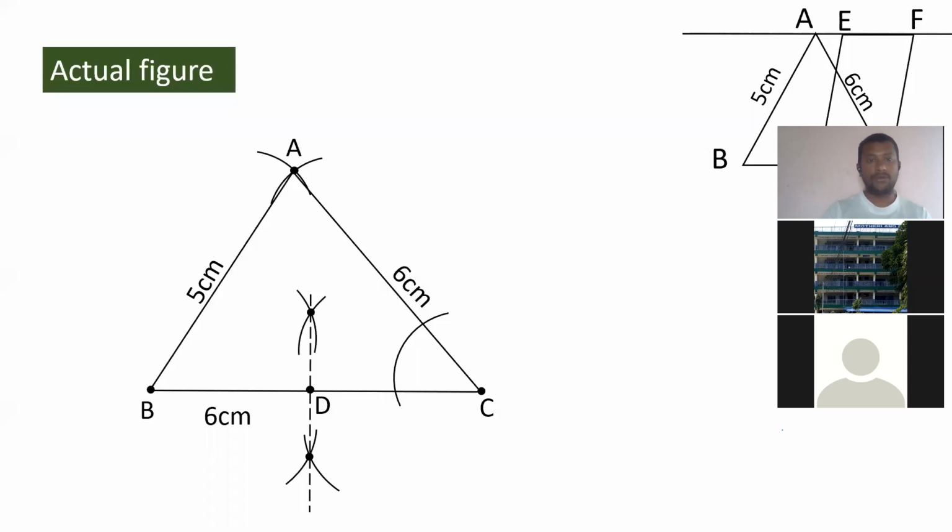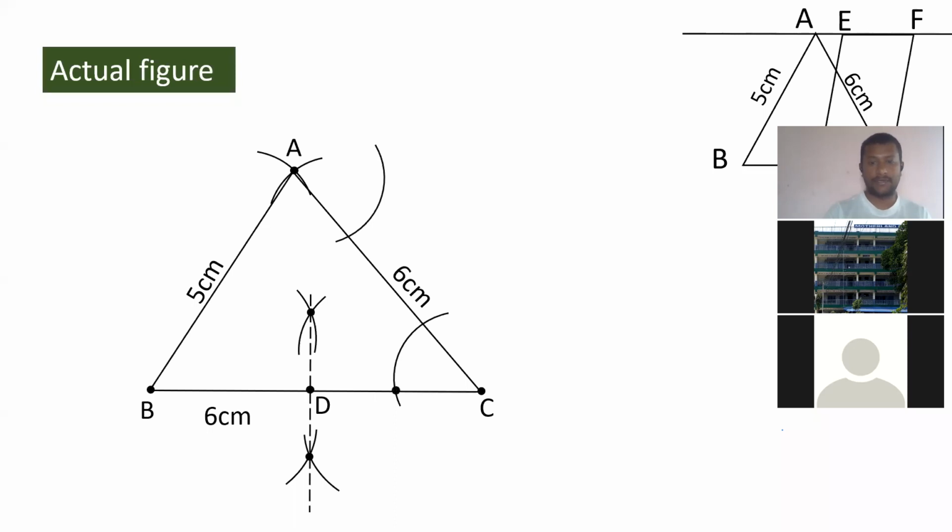So for that, keeping C as center, take an arc of suitable radius, of any radius. After that, with the same radius, take this arc from A, taking A as center. This is the arc taken from A with the radius equal to the previous arc.